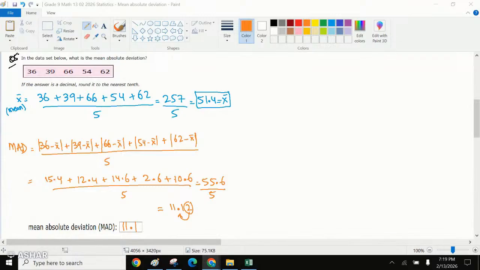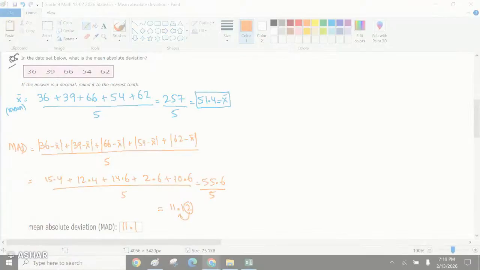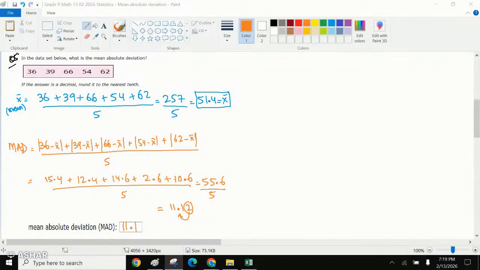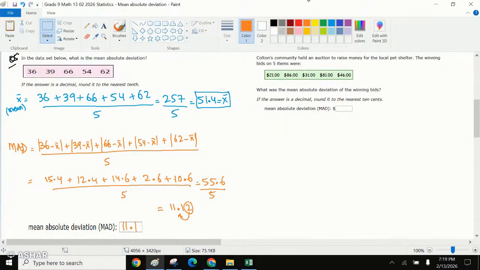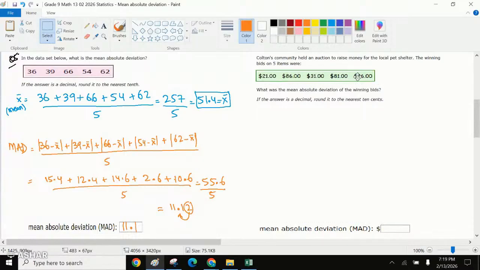Let's move ahead. Let's look at the next question. The next question says, Colton's community held an auction to raise money for the local pet shelter. So this is our question number 6. We need to find the mean absolute deviation. And these are the numbers that have been provided to us.